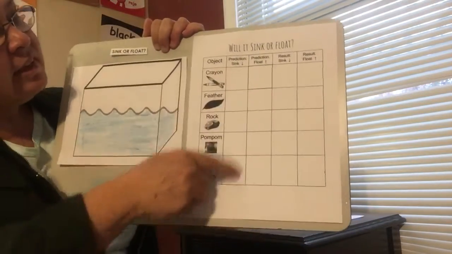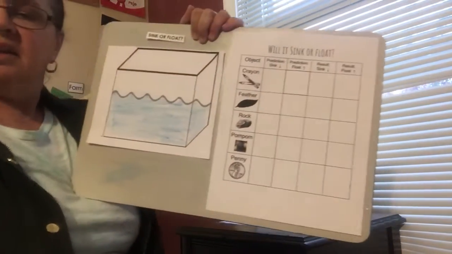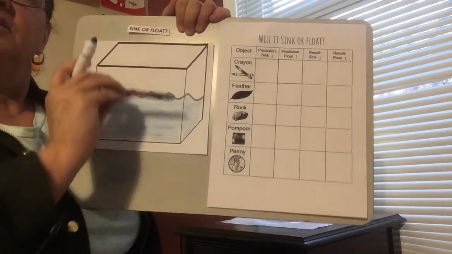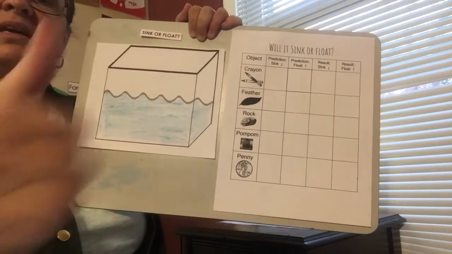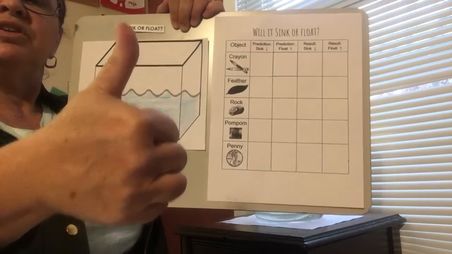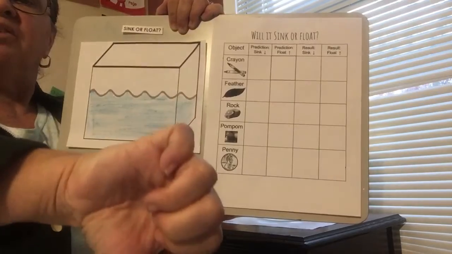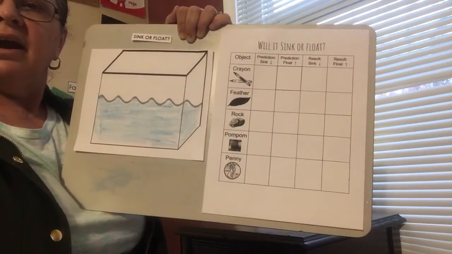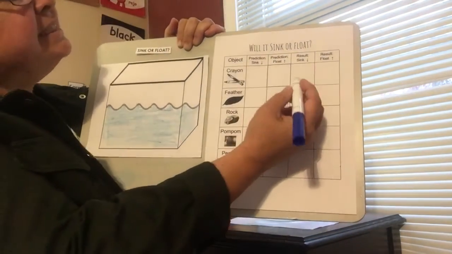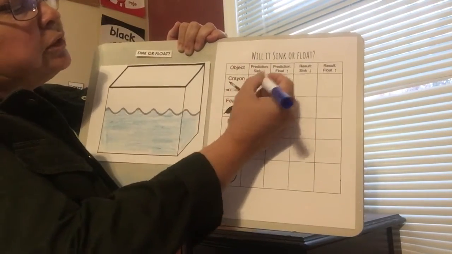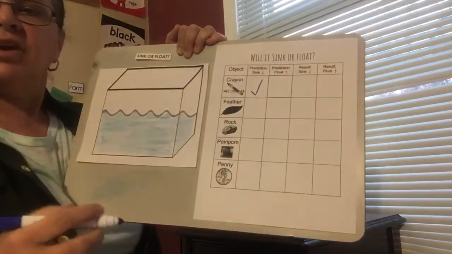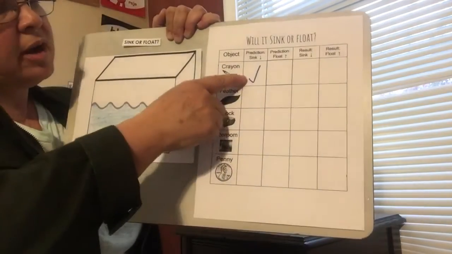All right. And here's our recording sheet. So let's make a prediction now. Do you think the crayon will float on top or sink to the bottom? You can give me a thumbs up if you think it's going to float on top, or a thumbs down if you think it's going to sink to the bottom. And I see a whole bunch of thumbs down. So you're making a prediction that it's going to sink to the bottom. Okay. All right, and I charted down our answer.